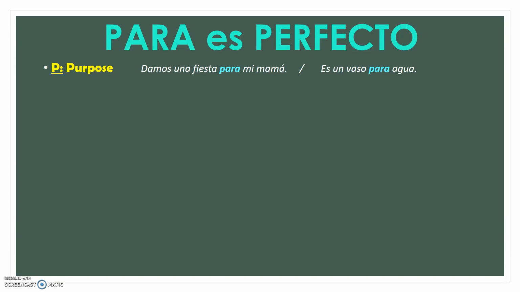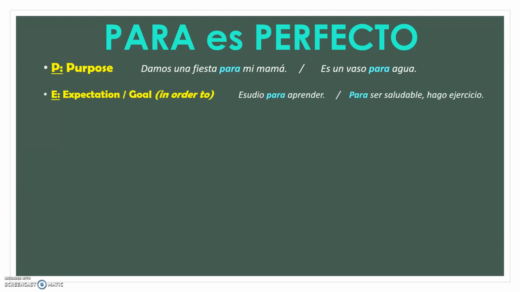Primero, P. P stands for purpose. Damos una fiesta para mi mamá. Es un vaso para agua. Why are we giving the party? For my mom. What is that glass for? It's for water. So again, what is the purpose of something? For what reason?